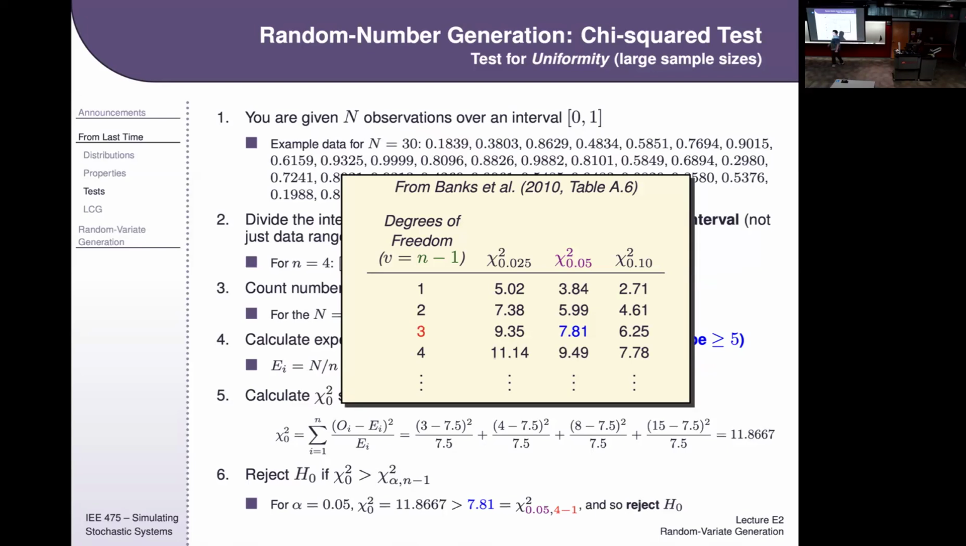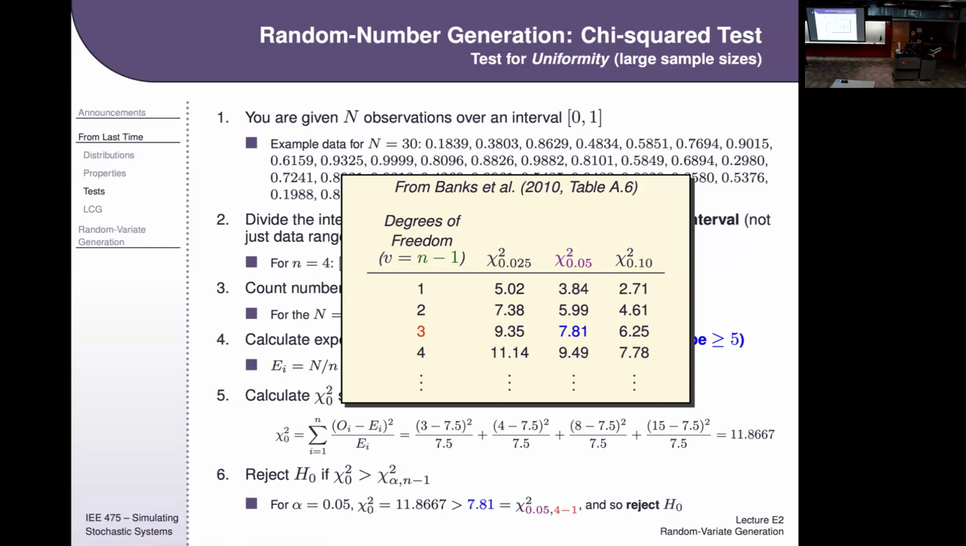But we're saying that for 4 bins, remember, you do however many bins minus 1, which is 3. So for those three degrees of freedom, if we have a significance level of 5%, so we want to falsely reject the uniform distribution only 5% of the time, then our threshold for being too far away is 7.81.